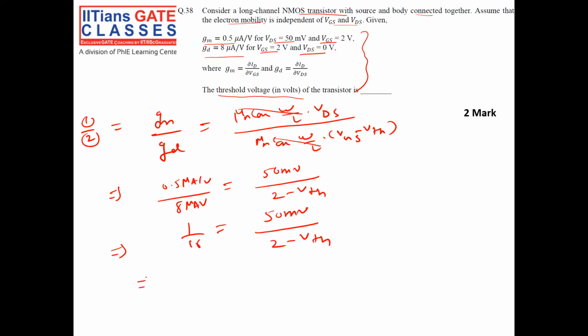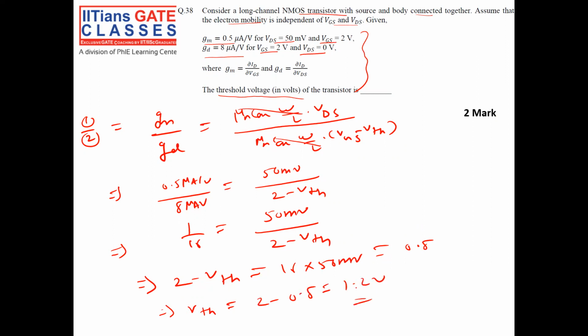Okay, this implies 2 minus VTH equals 16 into 50 millivolt, equal to how much? 16 into 50 millivolt is 0.8. This implies VTH is equal to 2 minus 0.8, which is 1.2 volt. Okay, so the answer is 1.2 volt.